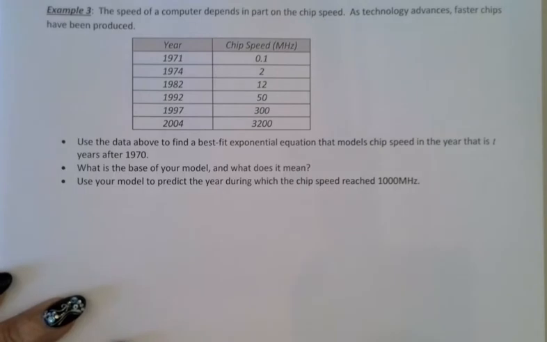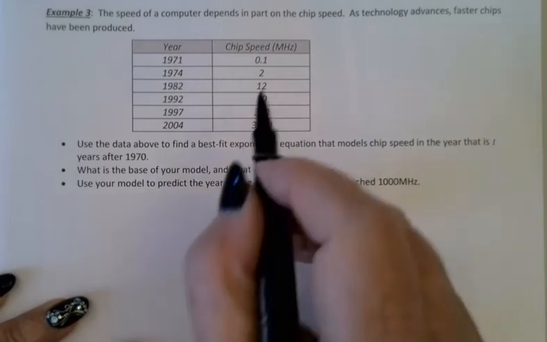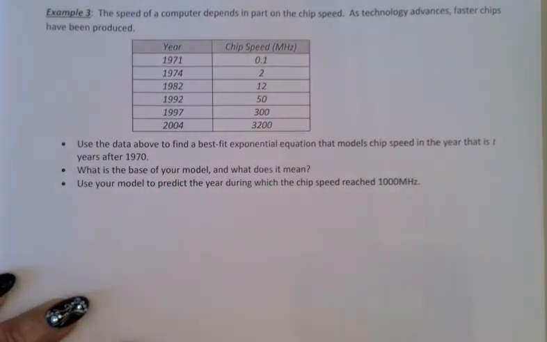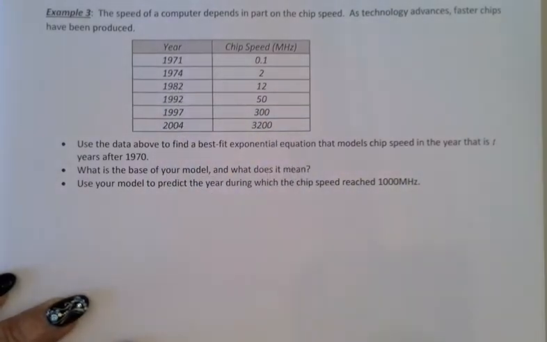This is section 3.10, part B. And we're going to do some modeling this time with a table of values that's given to us. The speed of a computer depends in part on the chip speed. As technology advances, we've produced faster and faster chips. So for various years, you can see the maximum chip speed in megahertz for computers that year.